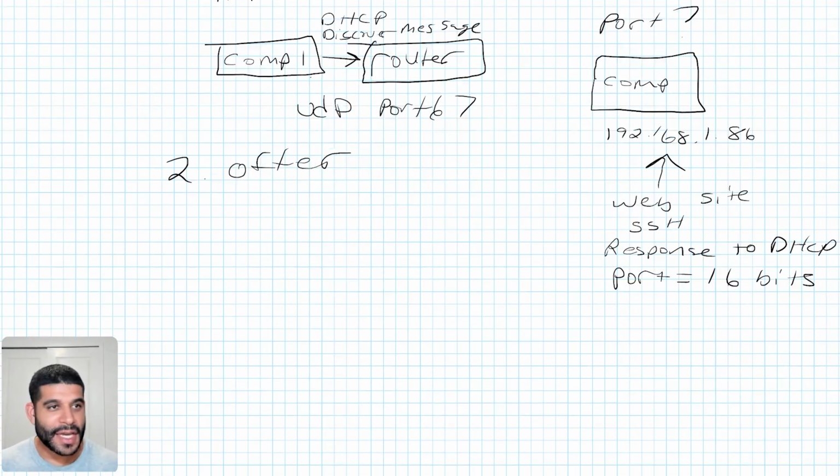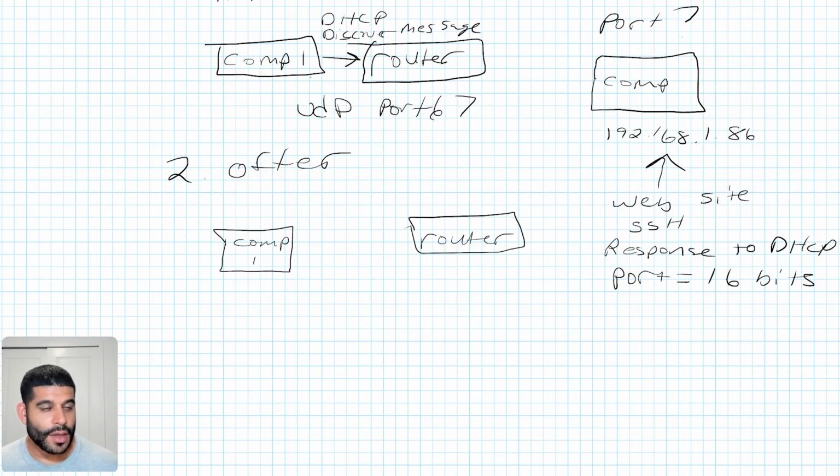Let's talk a little bit now about the second stage, and of course the second stage is offer. So what happens in this stage? Now in the offer stage, the router actually sends information back, and the reason the router sends this information back is because, remember, typically in a home network, meaning what you and I use at home, the router tends to be your DHCP server.